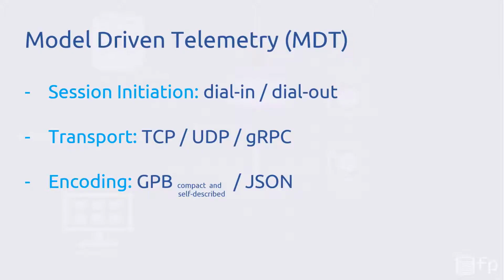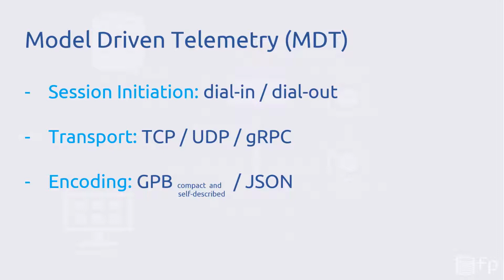So these are the three main knobs or settings that you can play with when turning up a telemetry session. Dial in or dial out simply refers to who initiates the streaming session. Whenever you hear dial in or dial out, just remember this is from the client perspective and not from the collector. A dial out session is when the router initiates the connection to the collector, and a dial in is when the collector initiates the connection to the router.